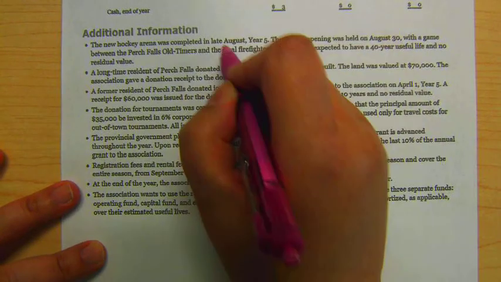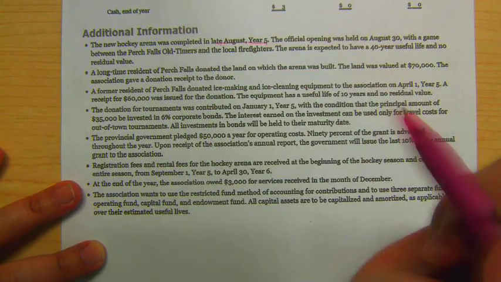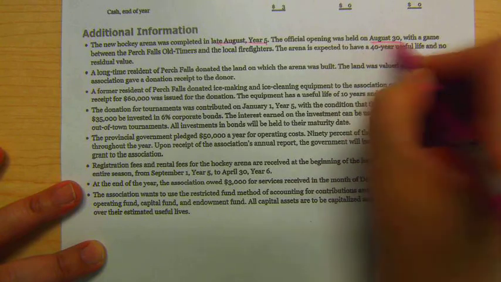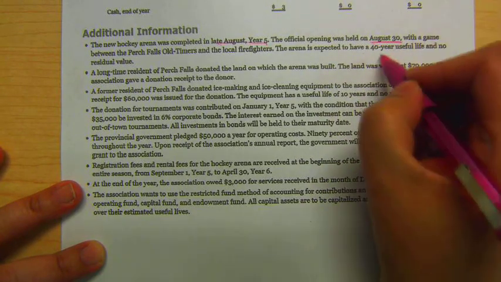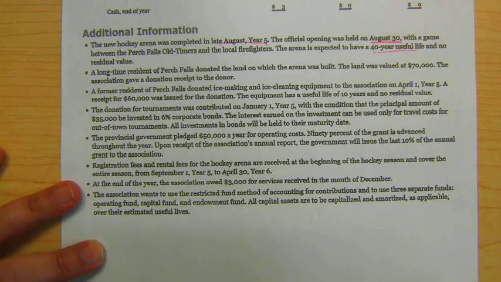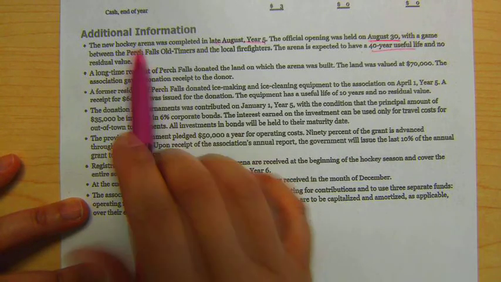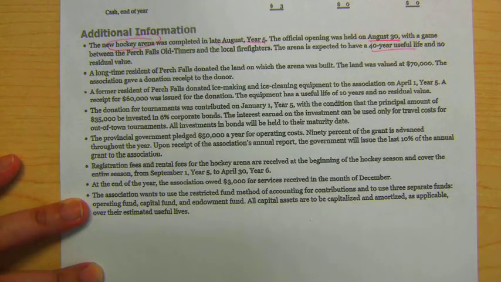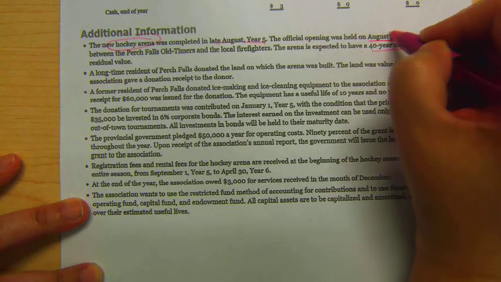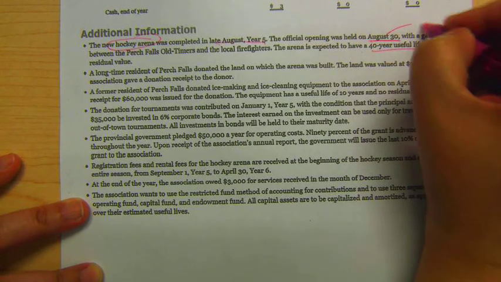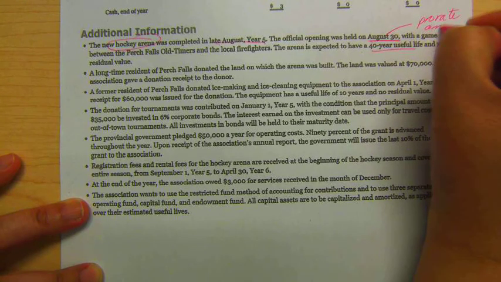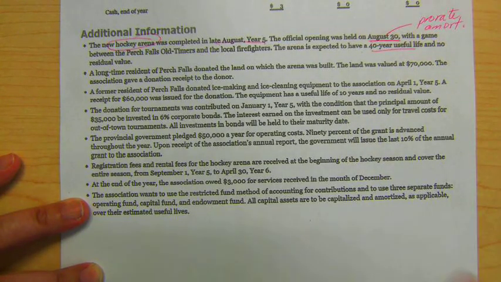So it was completed late August, year 5, with the official opening at the end of August, September. It's going to have a 40-year life, no residual value. If anything is said about residual value, just assume it's 0. So we're looking at year 5. We've got an arena. It's a capital item. Are we going to amortize it for the whole year? No, we're going to start on August 31st. So prorate the amortization. Again, watch this. They do this in almost every single question.